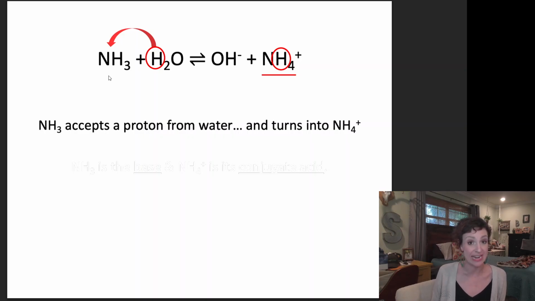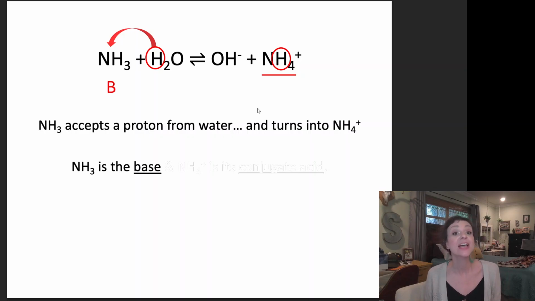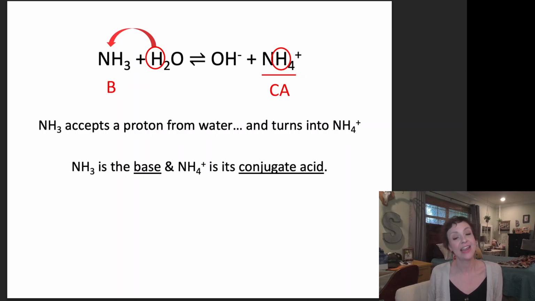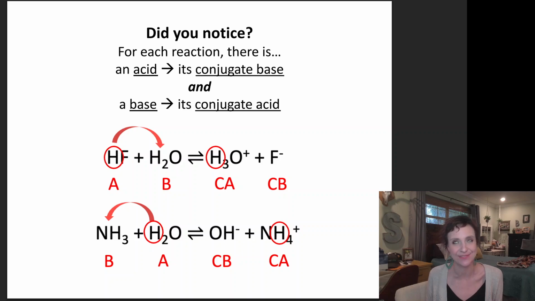Noticing the difference between NH3 and NH4+ is I've added an extra hydrogen, but also that hydrogen proton comes with a positive one charge. So he was neutral and now he ended up positive, okay? So that means since he has accepted a proton from water, he is the base. And then NH4+ is its conjugate acid. So once again, bases turn into conjugate acids, which is very exciting.